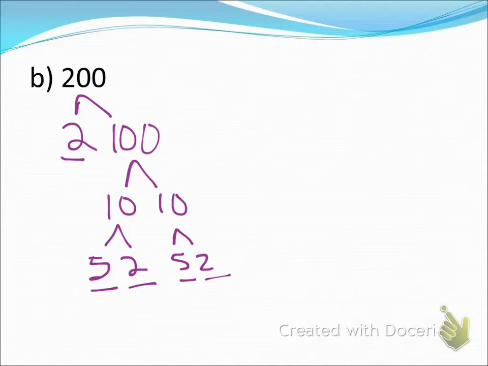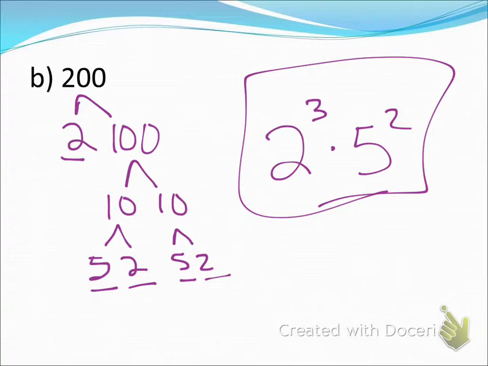Okay, this isn't the answer though. What's my answer? 2 times 5. Very good. Hey, question. Someone said, could we write that as 8 times 25? No, because neither of those are prime numbers. We want the prime factorization. You should only have prime numbers in your answer.